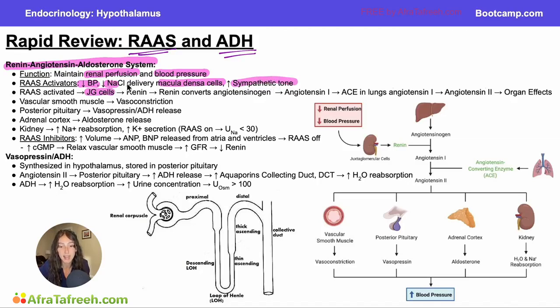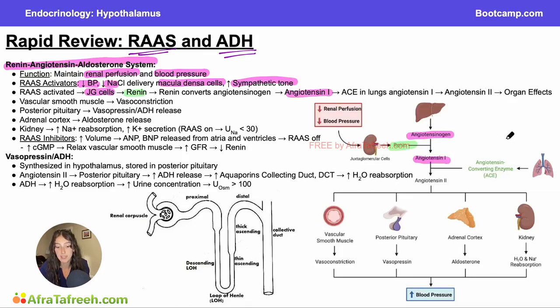And once our RAAS is activated, our juxtaglomerular cells are first going to start by secreting renin. And renin is going to be our first enzyme in the RAAS pathway. So renin acts right here, and renin is going to convert angiotensinogen. Angiotensinogen is made by the liver in its inactive form, but renin, when it's released, converts angiotensinogen into angiotensin 1 and moves us through this pathway. So we've converted angiotensinogen to angiotensin 1.